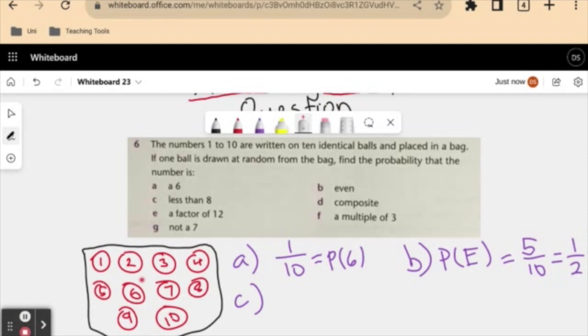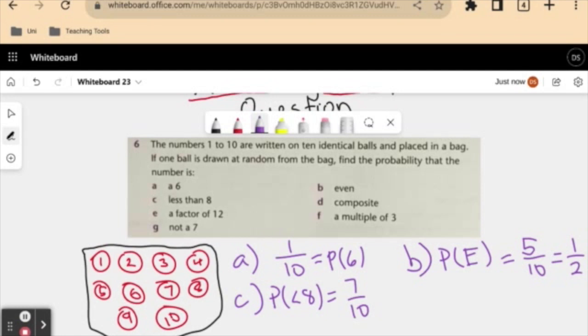There were 7 possible events that could fall here. So the probability of less than 8 equals 7 out of 10, the fraction 7/10. We could have also looked at this in terms of complementary probabilities, like we did before.